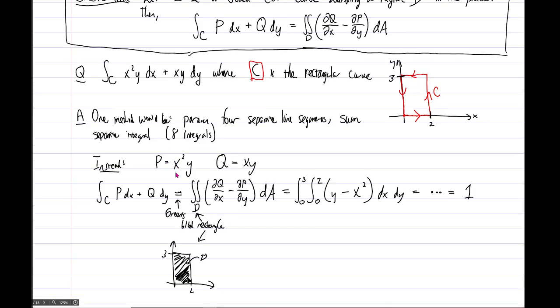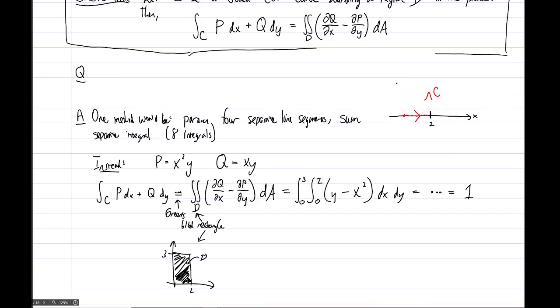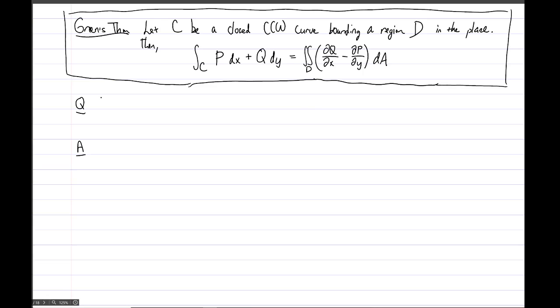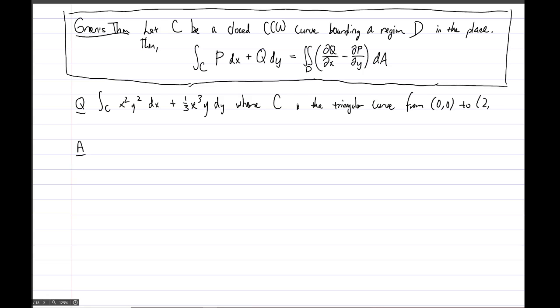Let's do another example. Let's erase the example we just did and look at another example. So let's do this: the line integral over the curve C of x squared y squared dx plus 1/3 x cubed y dy, where C is the triangular curve from (0, 0) to (2, 0) to (0, 4) back to (0, 0).